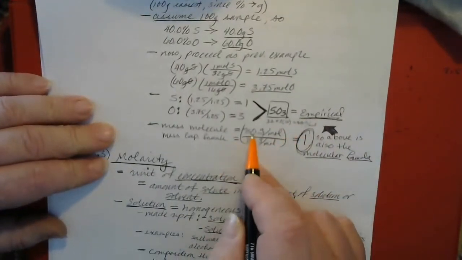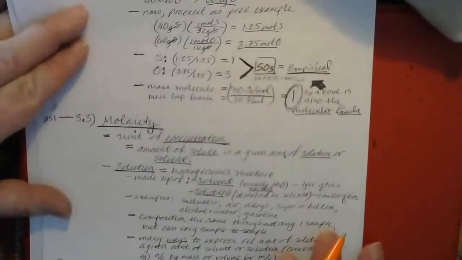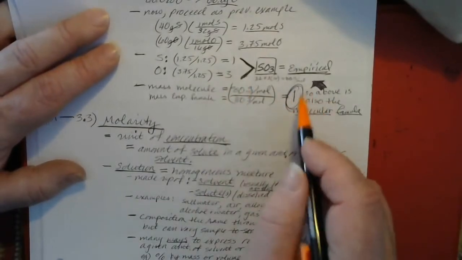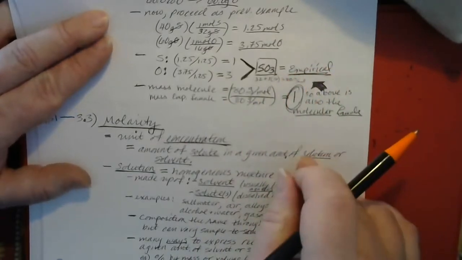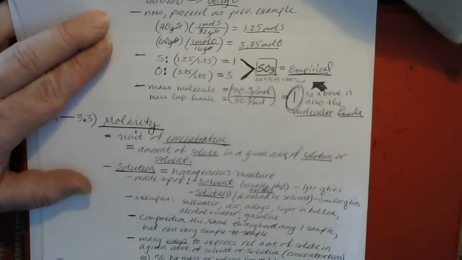And that happens to be what the molecular mass is, 80 grams per mole. And so if you take one divided by the other, you get 1. And that just means that the molecular formula is the same as the empirical formula. And that does happen quite often. So you're done.